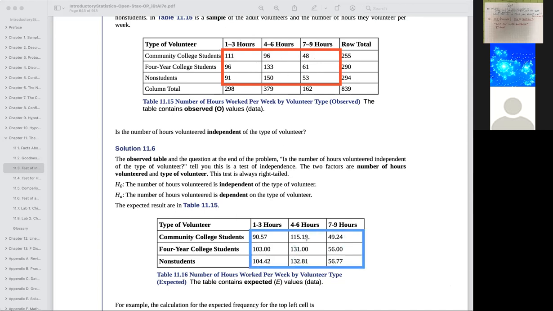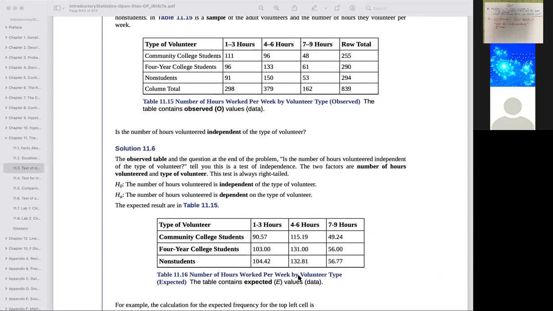It'll compare the red table and the blue table and tell you whether the red table is much different than you expect. If it's much different than you expect, then maybe the amount of hours you volunteer depends on what category you're in. But if the red table and the blue table are close enough that they're only kind of randomly different, then the number of hours you volunteer and the type are independent.